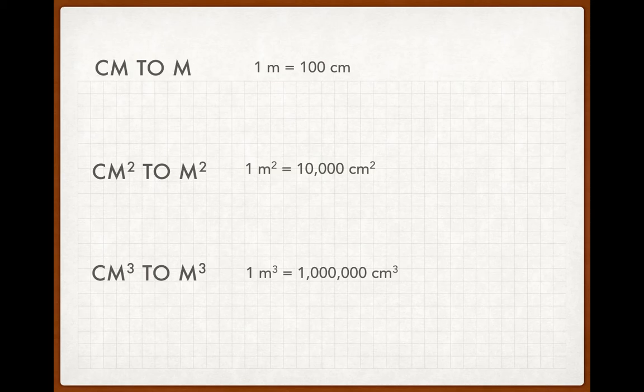There's another way of looking at it though, and that is the conversion factor from centimeters to meters is 100. The conversion factor from centimeters squared to meters squared is 100 squared. And the conversion factor from centimeters cubed to meters cubed is 100 cubed. So either of those ways of remembering it, and good luck with questions involving them.